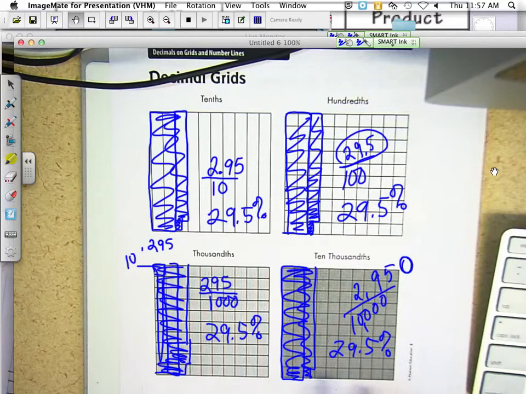Now we need to look at the decimal equivalences. I shaded 295 thousandths here. I shaded 2.95 out of 10 here. So that would be 0.295 also. Over here, it would still be 0.295. So these are all the same except for this one. You would add a 0 at the end. So you should have all these decimals, all these fractions, and 1% equivalent.